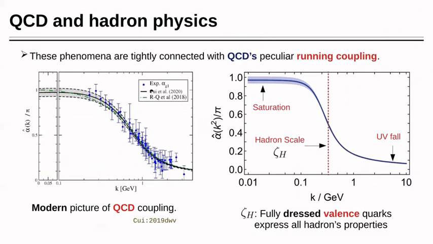So naturally, these phenomena are tightly connected with the QCD running coupling. In our modern picture, the coupling exhibits the well-known ultraviolet fall, but in the infrared, it rises and saturates at a fixed point. The connection between both domains is smooth, and somewhere in the middle, in the transition domain, we can define the so-called hadron scale. This is the scale at which the fully dressed valence quarks, treated as quasi-particles, express all the properties of a given hadron. This will become important in the next slides.